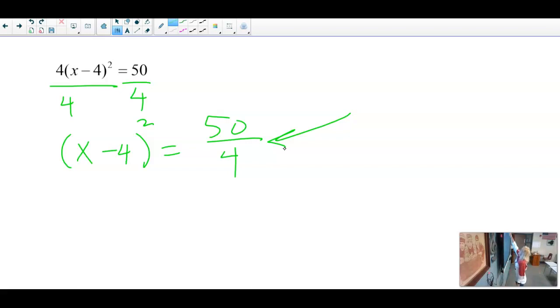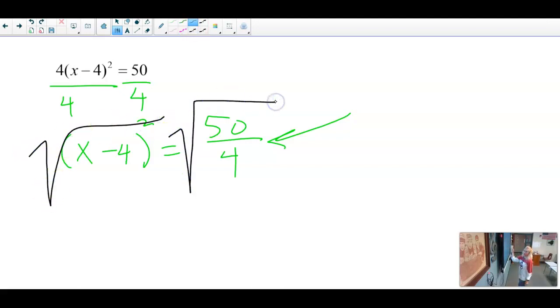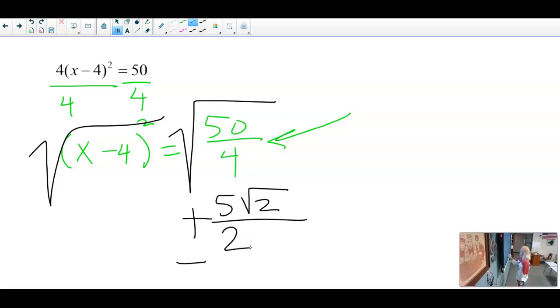All right, here we go. So I'm going to draw a square root symbol that knocks out the exponent. Oh, I'm drawing a square root symbol. I know I have to draw the plus minus. So 50 over 4, that's going to be 5 roots 2. We talked about this earlier. Square root of 4 is 2. That's the denominator. And remember, this is x minus 4. Last thing, shove that negative 4 over to the other side.